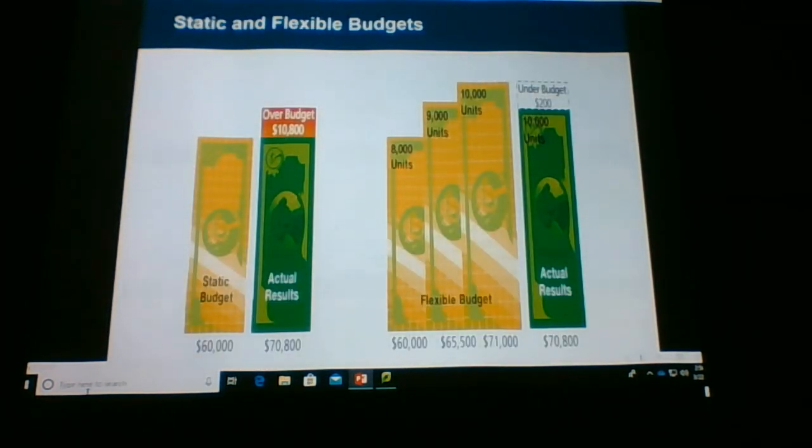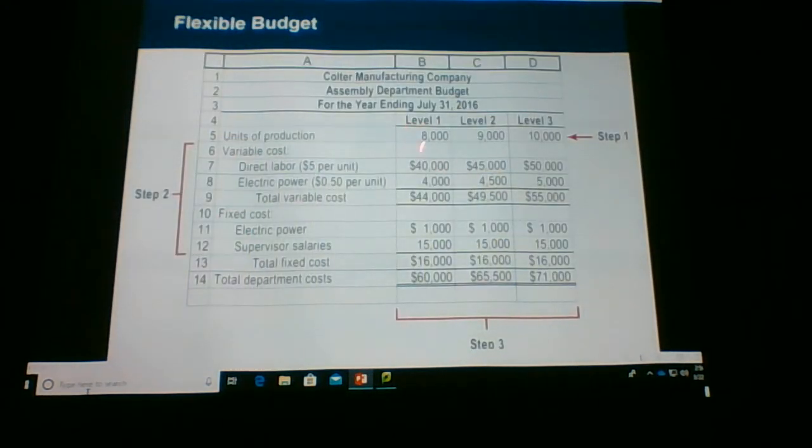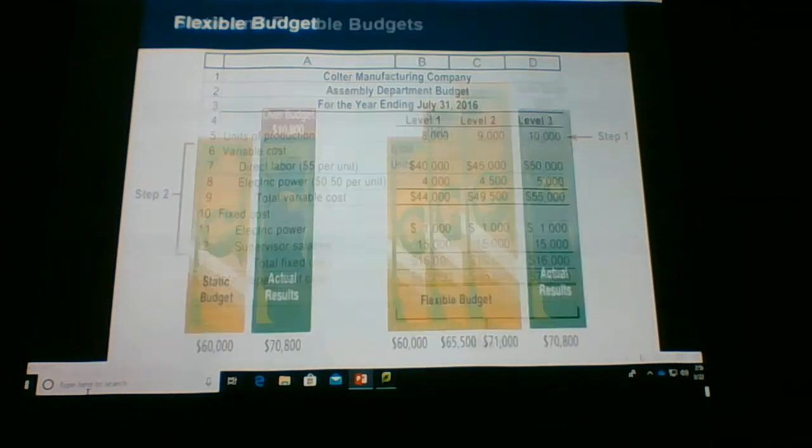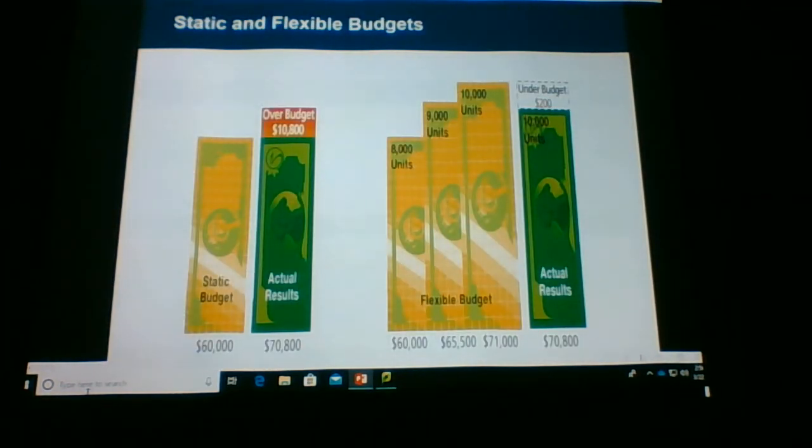And we have here, this will be the last slide for this presentation. We have a comparison of the use of static and flexible budgets. Over here on the left, we have a static budget. The static budget appears to be for 8,000 units. Where did I get that? 8,000 units, total department cost $60,000.